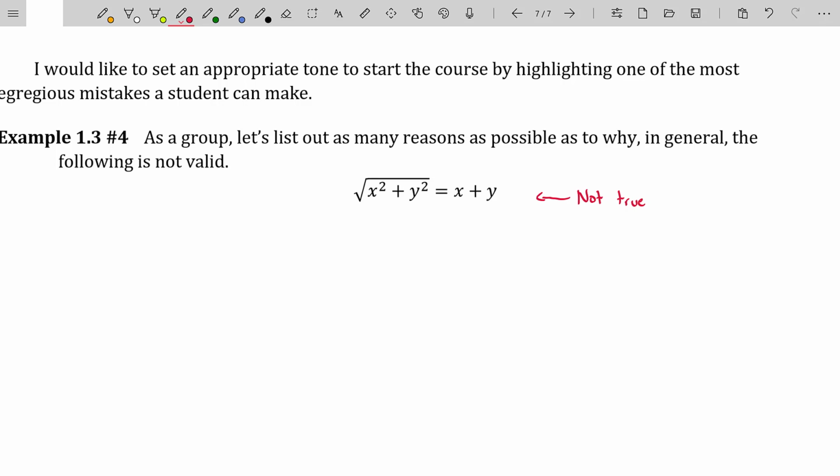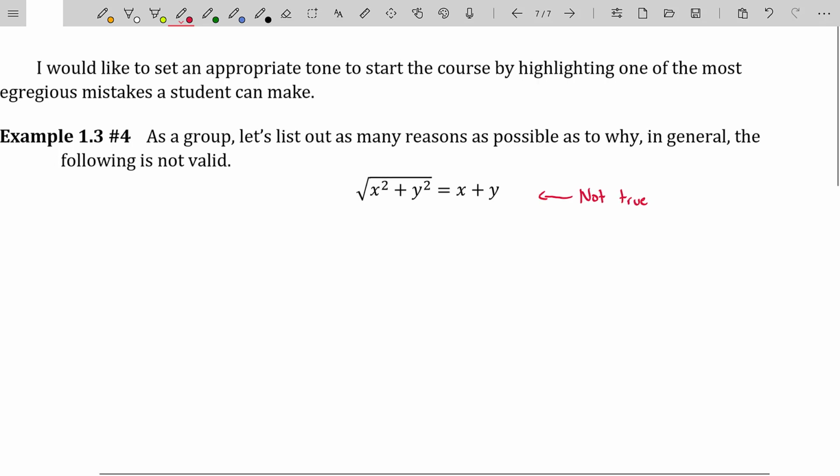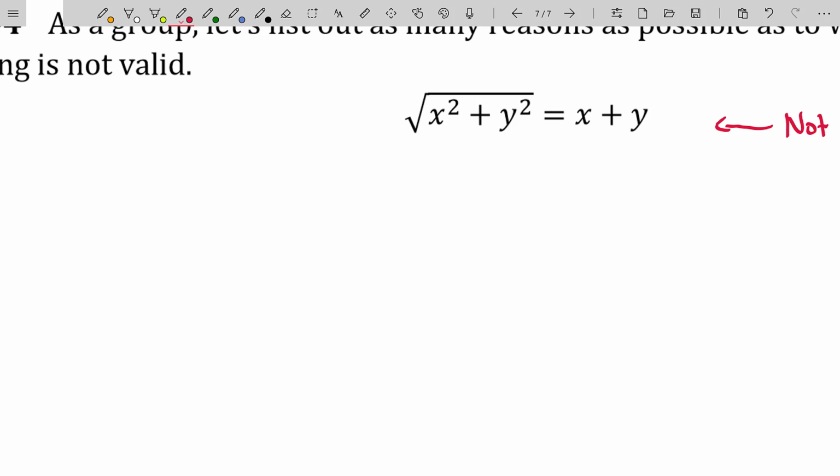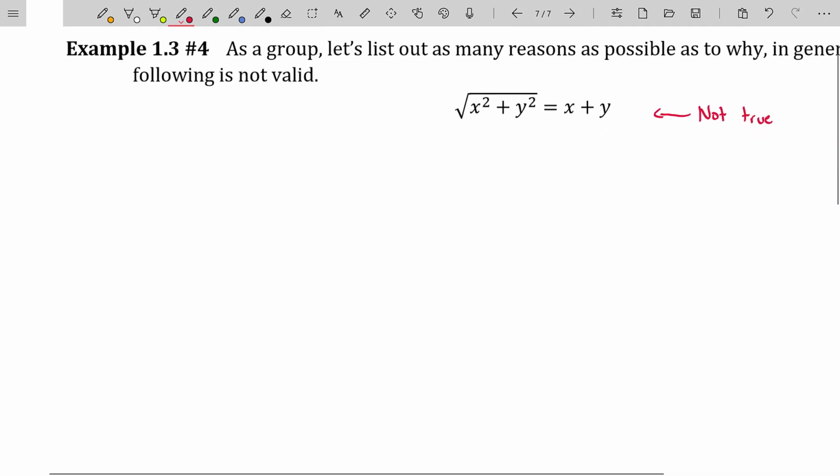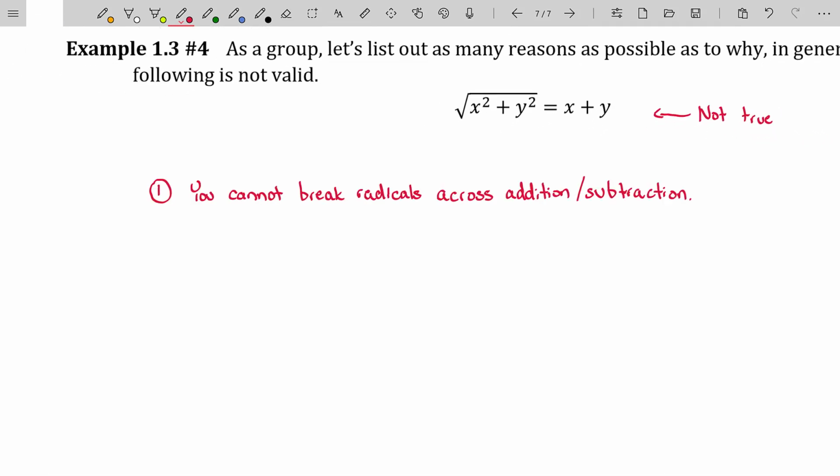So the question is, why? And the very simple answer that I'll often get from students is that you can't break apart a radical. And that's true. So the very first reason why this is not true is that you cannot break radicals across addition or subtraction. That is, the square root of x squared plus y squared is not the same as the square root of x squared plus the square root of y squared. You cannot break radicals across addition or subtraction.